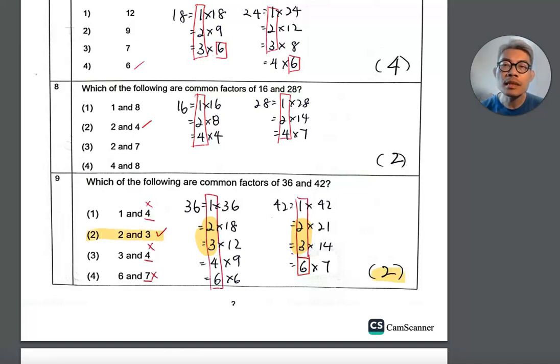Now, of course, it goes without saying that to do this question well, you must be very good with your times table, right? To do questions on multiples and factors well, you must know your times table very well. If you do not, please practice them.